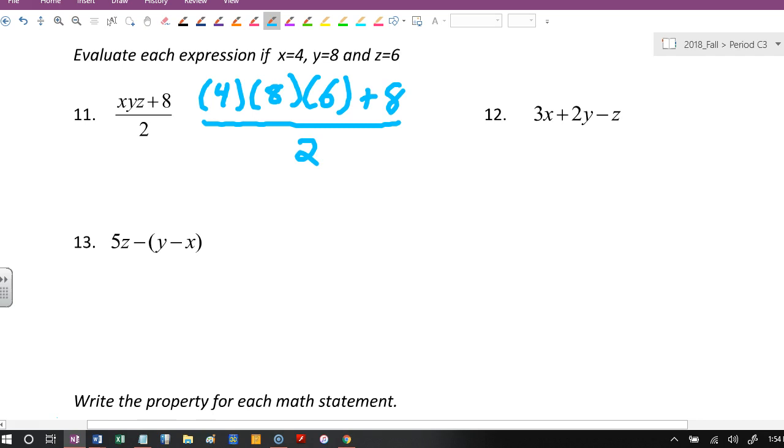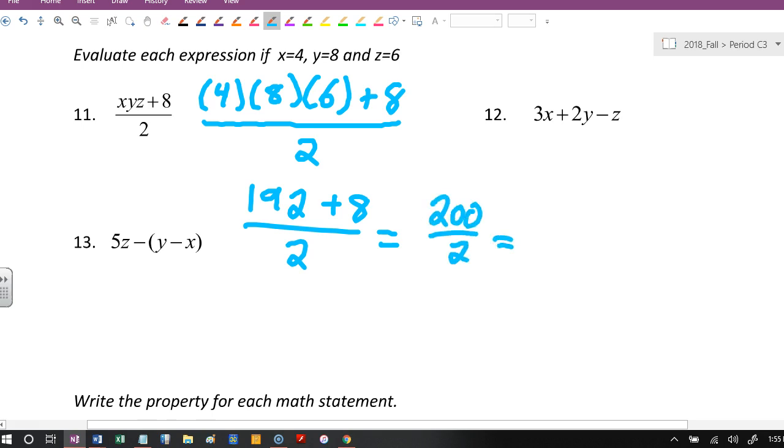Okay, go ahead. After you've set up your problem, you'll start by doing 4 times 8, and then follow that. After you do that, you should end up with 32, and then do 32 multiplied by 6, which you should end up with 192. After that, let me rewrite the problem. Sorry. Okay. After that, you'll add 192 to 8, and you'll get 200. After that, you're going to divide 200 by 2, and you should get 100.